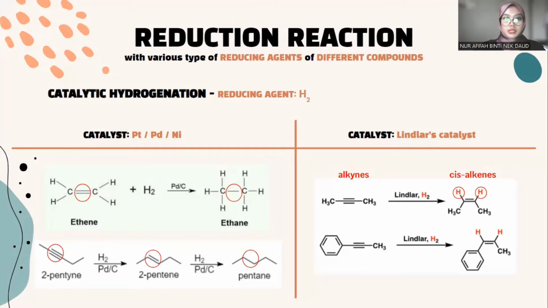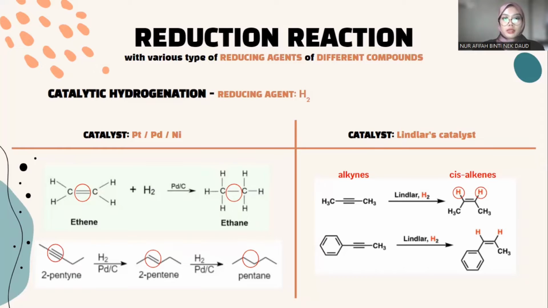Some of the carbonyl compounds can undergo the hydrogenation, and some will give no reaction to the hydrogenation. Examples of compounds that can undergo the hydrogenation are alkene, alkyne, and acyl chloride. However, carboxylic acid, ester, and amide will not undergo the hydrogenation reaction.